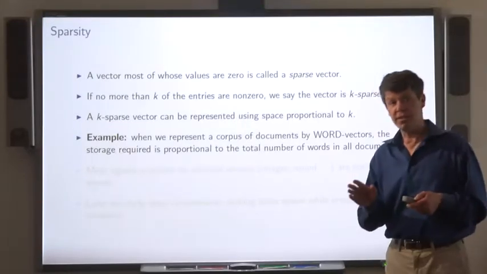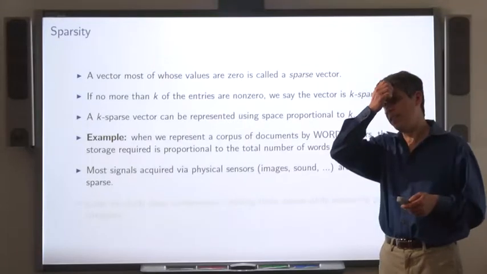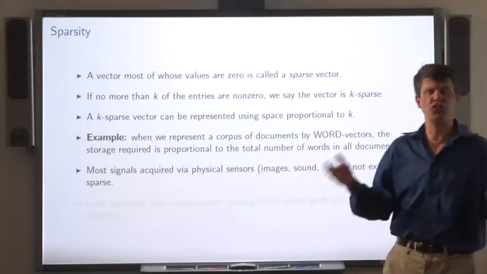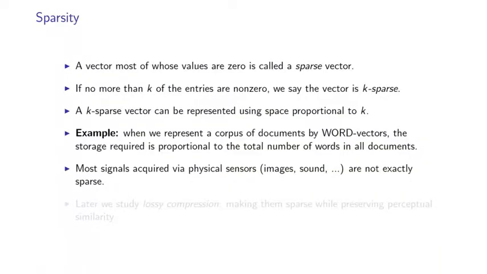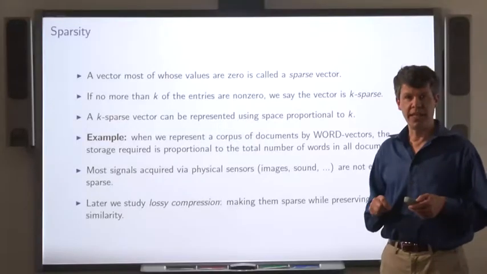Now, most signals acquired using physical sensors, such as images or sound, are not sparse coming in. But there are ways of achieving a sort of artificial sparsity by suppressing some of that signal. That's the idea of lossy compression, and we'll get to that later in the course.